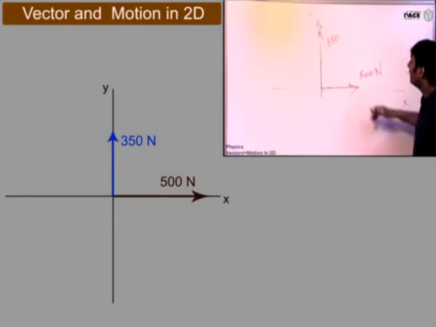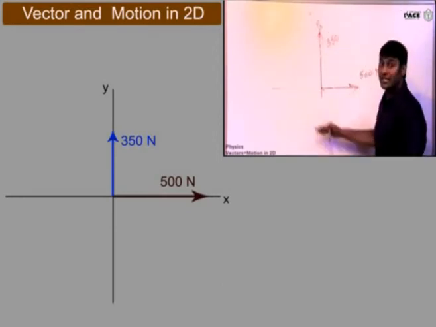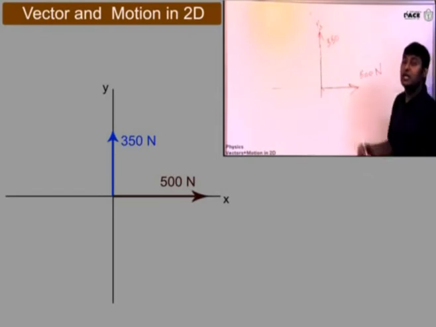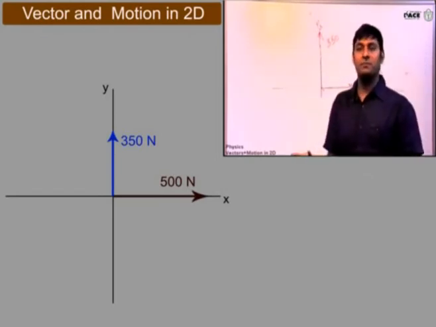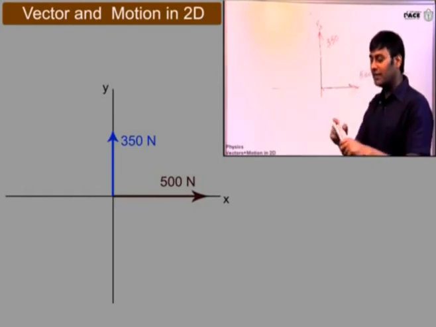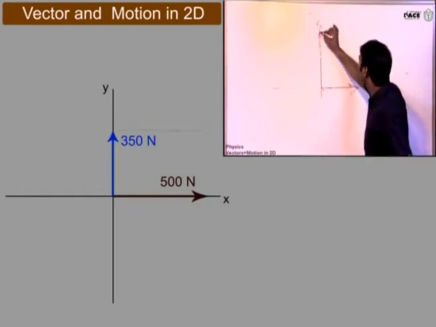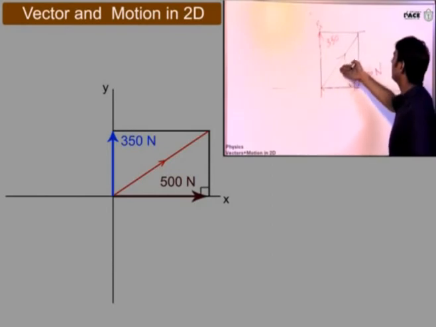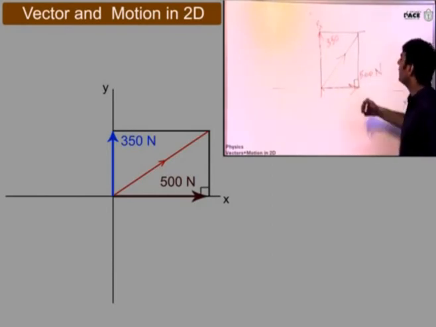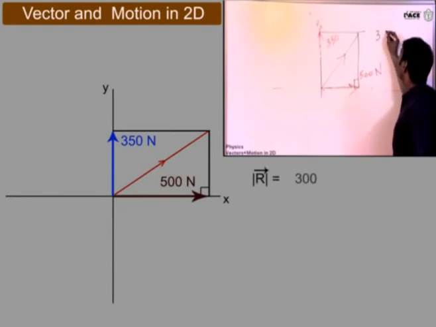Now I have got the net force in x direction, net force in y direction. What do I do now? Simple. But their tails are already together. So let me complete the parallelogram. Let me find this diagonal. This can be found using whatever this square plus this square. So 350 square plus 500 square.